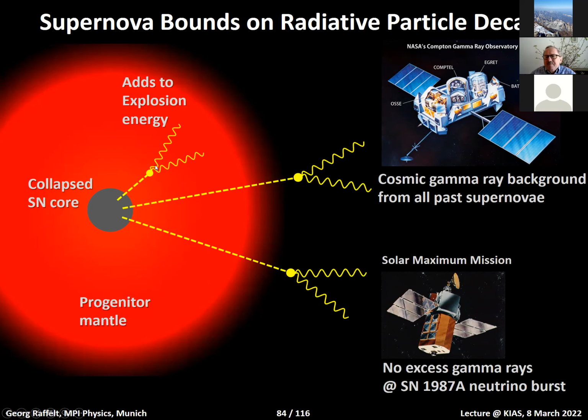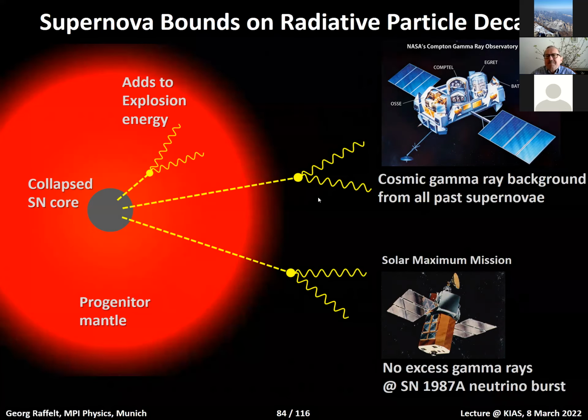On the other hand, if they mostly decay outside of that core, the decay photons could be picked up by a gamma ray satellite that was up there during the supernova neutrino burst, or they could add to the cosmic gamma ray background from all past supernovae. It could be picked up, for example, by the Compton X-ray telescope. Let me just go through these 3 points in order.